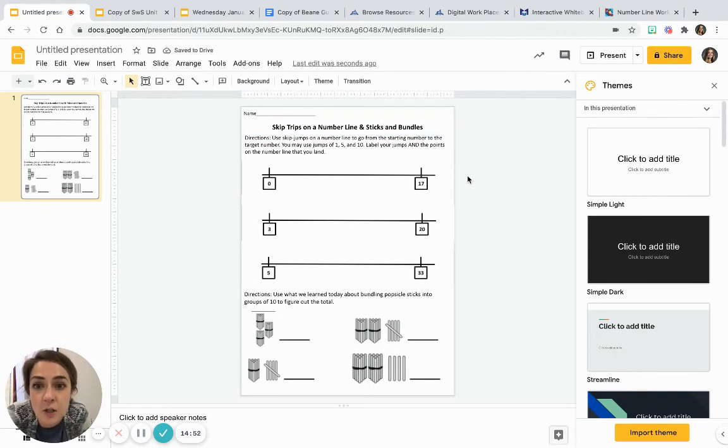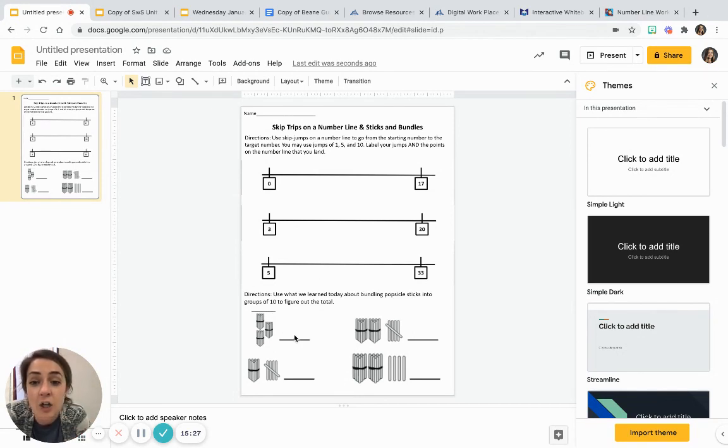Okay, directions. Use skip jumps on a number line to go from the starting number to the target number. You may use jumps of 1, 5, and 10. Label your jumps and the points on the number line that you land on. So we talked about that at the beginning of this lesson. So you have 3 number lines that you're going to hop to. One of them starts at 0, one of them starts at 3, and one of them starts at 5. So you're going to use hops of 1, 5, and 10 to get to the target numbers. Remember to label the hops and where you land.